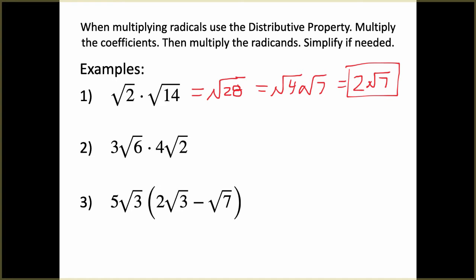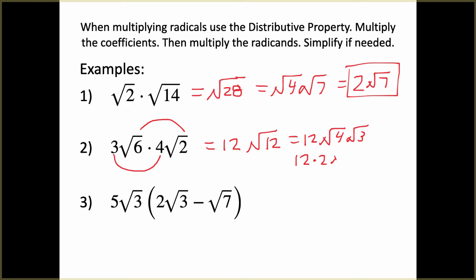The next one we have is 3 square root of 6 times 4 square root of 2. We're going to multiply the two coefficients together. So we have 3 times 4, which is 12. Then we have the radicals, square root of 6 and square root of 2. We multiply their radicands together, and we get the square root of 12. And again, we need to see if we can simplify the square root of 12. And we can. Again, we can pull the square root of 4 out. And then the square root of 4 is 2. So we have 12 times 2 square roots of 3, which is 24 square roots of 3.